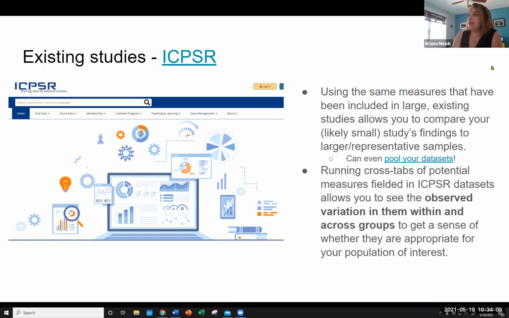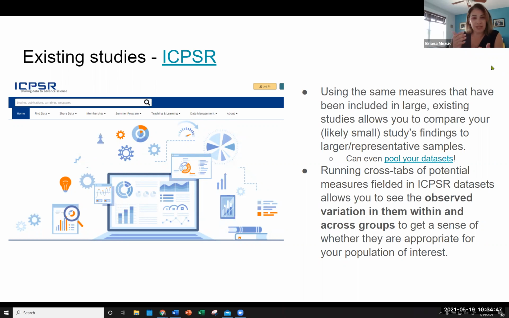The second is that because ICPSR has actual data, not just a measure, not just the 10 item perceived stress scale, but rather the distribution of the 10 item perceived stress scale in X, Y, or Z population, you can look at the observed variation of that measure within groups you're interested in to understand whether there is even variation on this measure. Because the last thing you want is to field your measure of stress, and it turns out there's no variation on it in your sample. If you don't have variation, you don't have a prediction model.